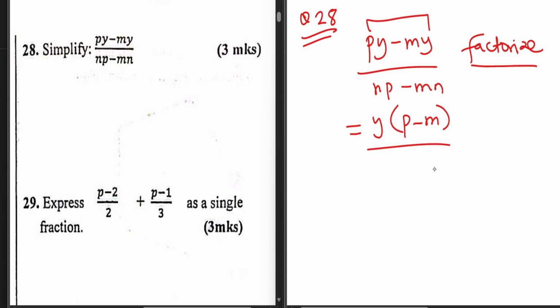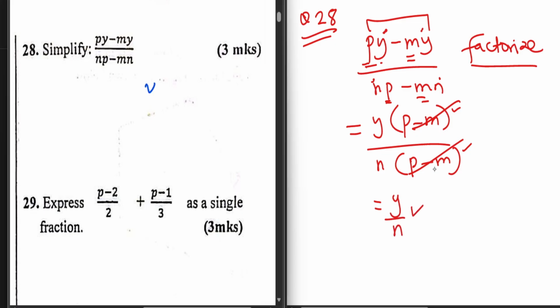The common factor at the denominator side is n, so you remain with p minus m. So you just remove the n's and remain with the p and the m. The same thing with this one. You remove the y's here and you just remain with the p and the m. So since this and this are similar, you can cancel them off and you remain with y over n. So this is y over n.